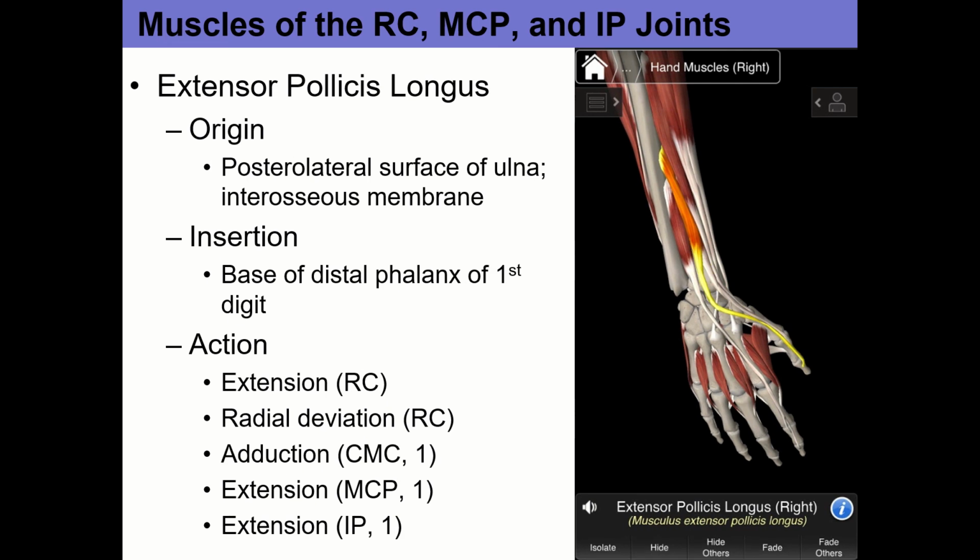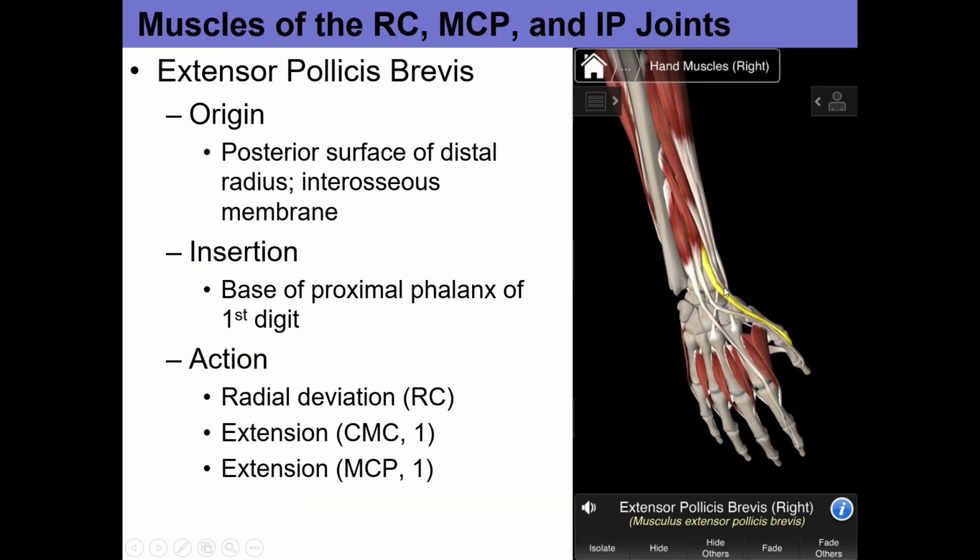So if we back up a little bit, the extensor pollicis longus tendon is the one on the dorsal aspect of the hand, so it's closer to the back of your hand, and the extensor pollicis brevis is the one that's closer to the palmar aspect of your hand. So those are the 2 tendons that form the anatomical snuff box, extensor pollicis longus and extensor pollicis brevis. And again, between those 2 tendons, that's where you've got the scaphoid.